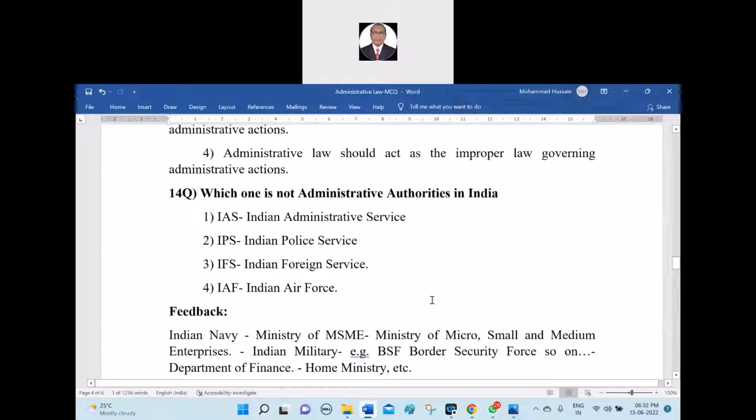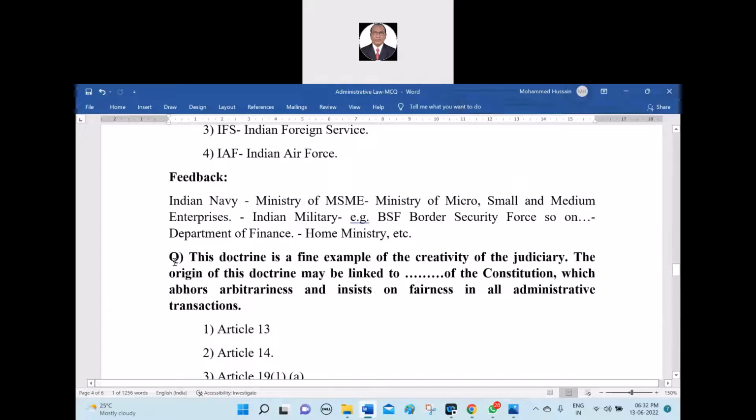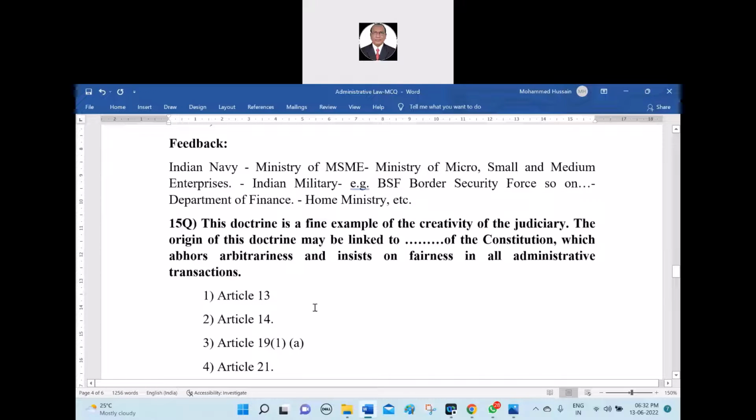The 14th question, let me put it in abeyance for time being, and now proceed to the 15th question. Which doctrine is this? Let us see. The creativity of the judiciary, the origin of the doctrine may be linked to the constitution, which upholds the arbitrariness and insists on fairness of administrative transactions. So it is a doctrine of possibility, and that is connected to Article 13, Article 14, Article 19(1)(a), Article 21.